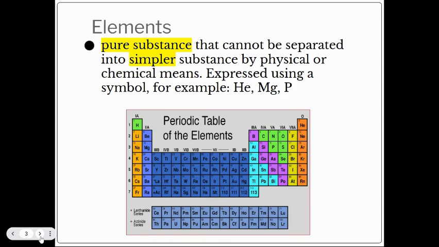All elements are on the periodic table. And remember that elements cannot be separated into a simpler substance by either physical or chemical means. And we express elements by using symbols. Symbols are a capital letter or a capital letter with a lowercase letter next to it. That's how we know that we have an element.